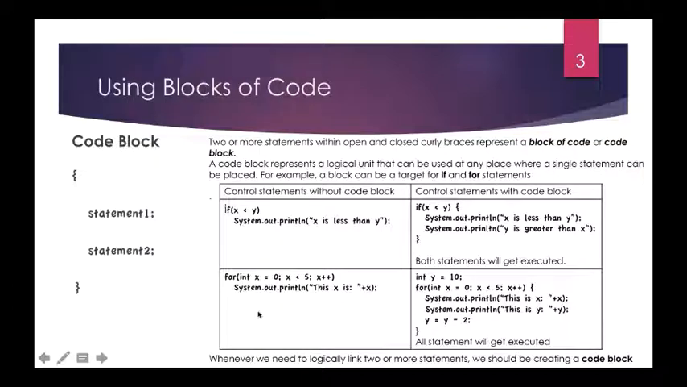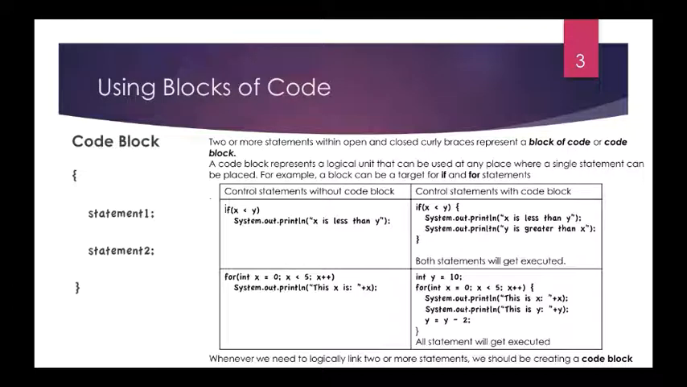The for control statement iterates through the values of x and prints their values starting from 0 to 4. This is using a single statement without the code block. And on the right, we have the same for control statement with the block of code, which has 3 statements that need to be executed on each iteration of the for loop. So in this case, for the values of x from 0 to 4, all the 3 statements will get executed. So all the statements within the for loop will get executed.